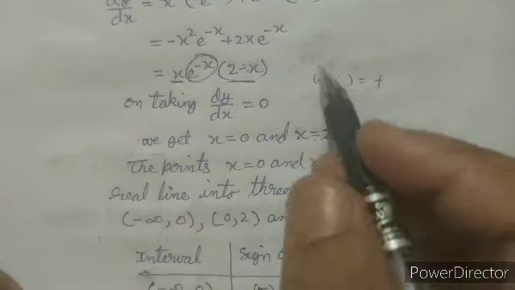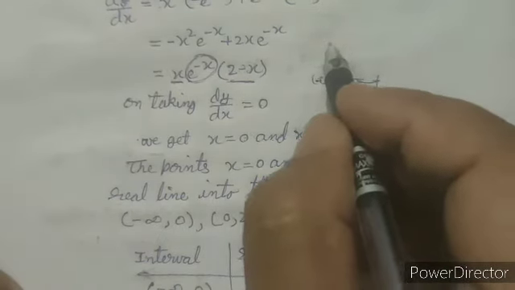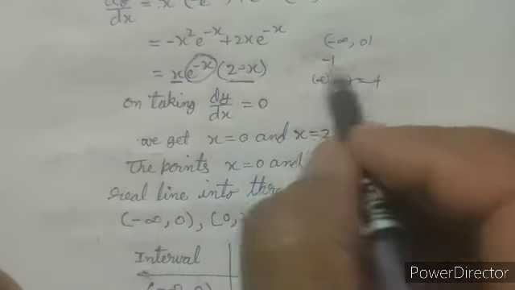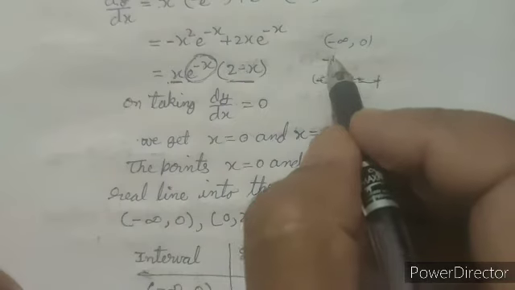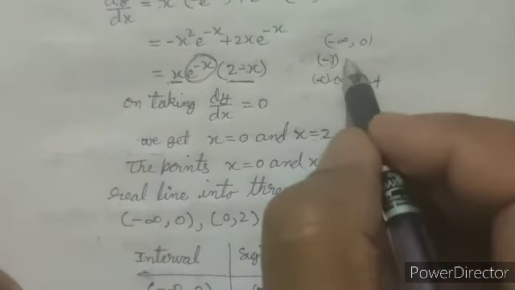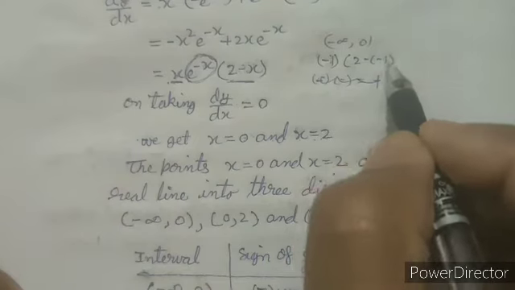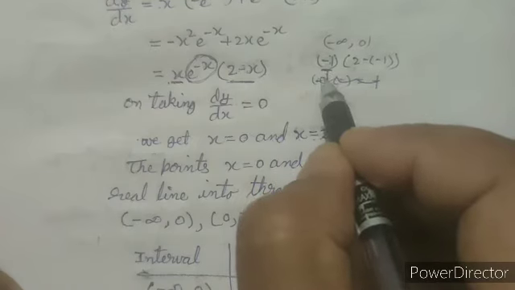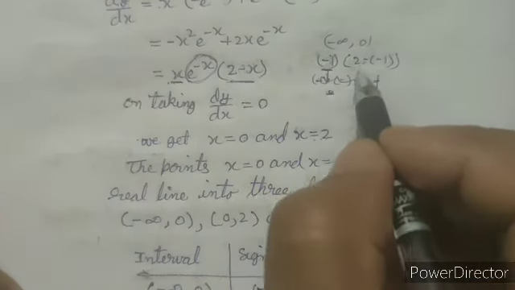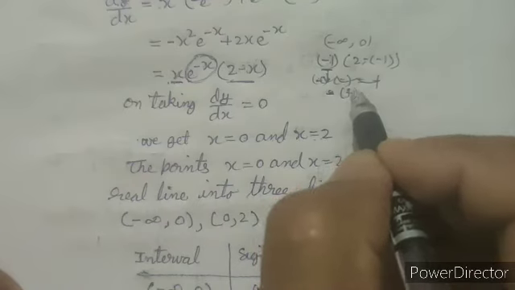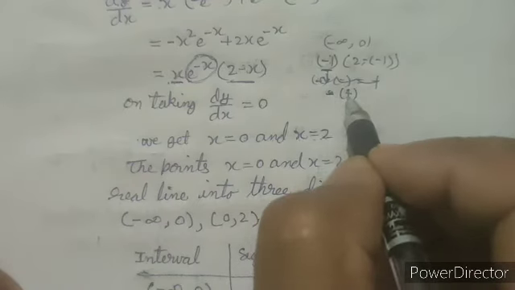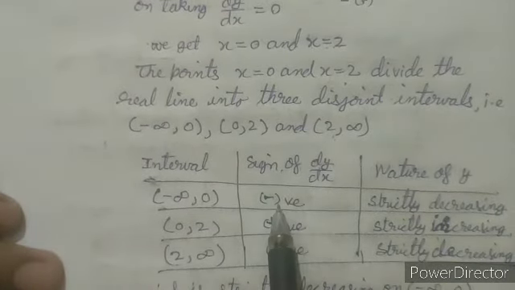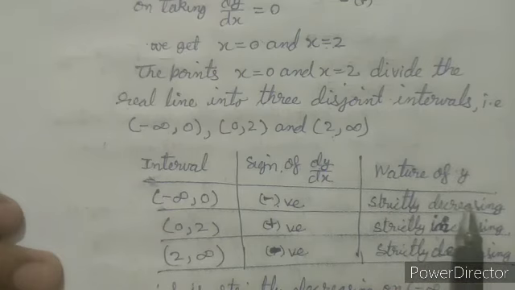Now, in interval minus infinity to 0, we can take any number. I am taking minus 1. Now, if we take x as minus 1, its sign will be minus 1 into 2 minus minus 1, and that will be minus. From here we will get the sign of x as negative, and from here we will get the sign as positive. So we can say that negative into positive will give us the negative sign. So from minus infinity to 0, dy by dx is negative, and thus y is strictly decreasing.